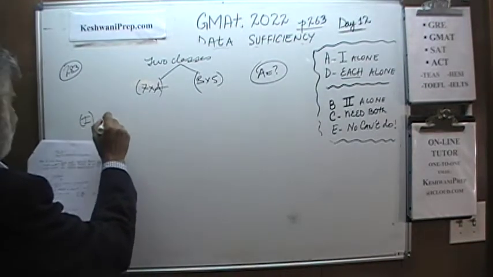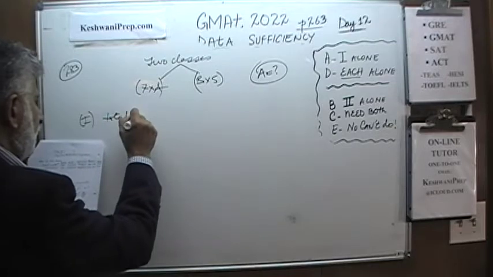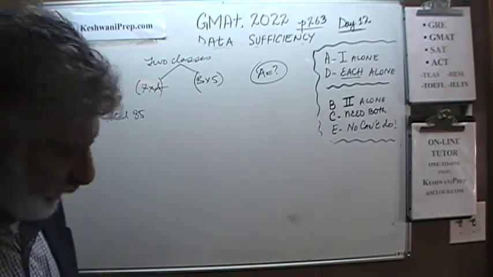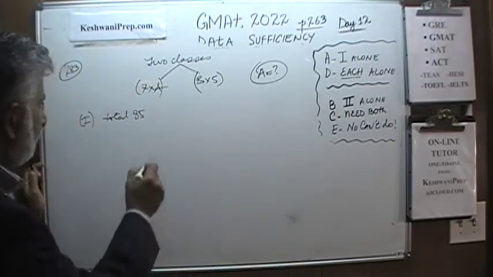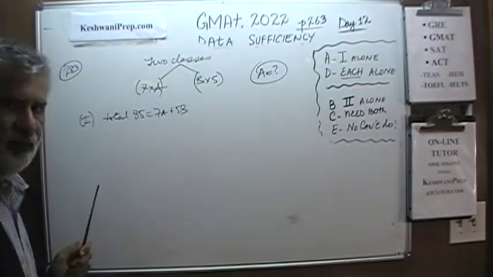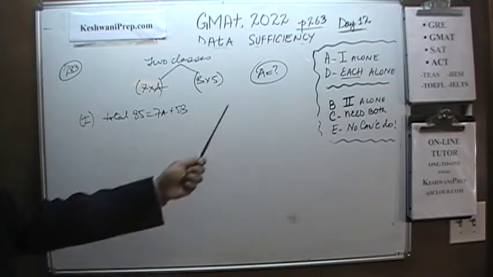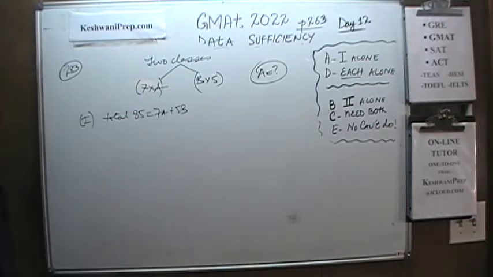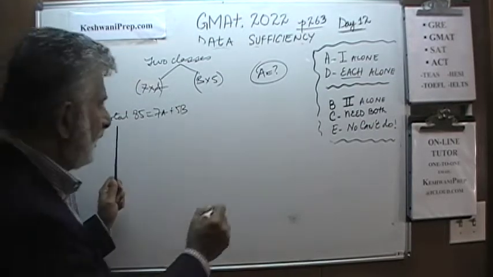In the first one, they tell us that the total number of assignments that were turned in was 85, which means 7 times A plus 5 times B has to equal 85. Obviously, from this equation alone, we cannot figure out the A. We have two unknowns and only one equation. The first statement by itself is not enough.